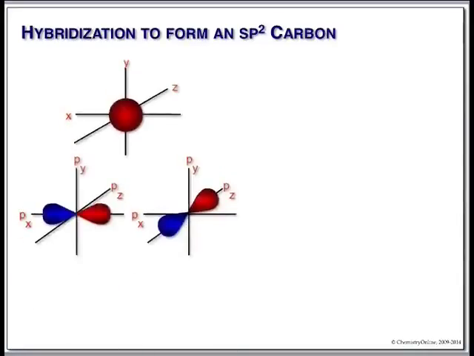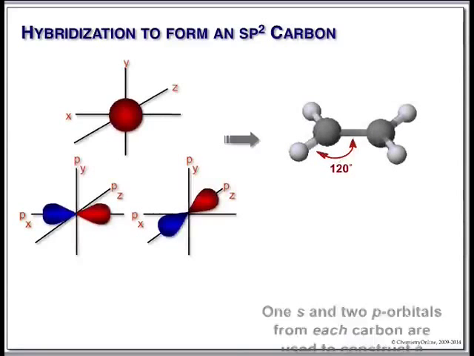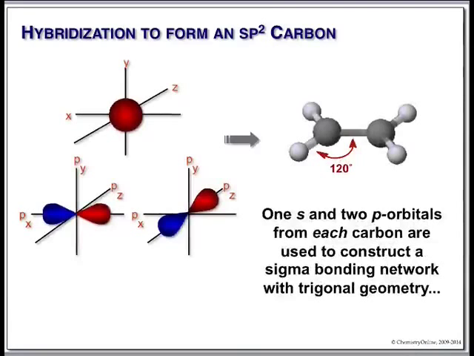We form this by taking 1 s and 2 of our p orbitals. We combine these to make an sp squared hybrid. The hybrid forms our sigma network. That's the actual carbon-carbon, carbon-hydrogen bonds. We also have left over 2 of our p orbitals, 1 on each carbon.